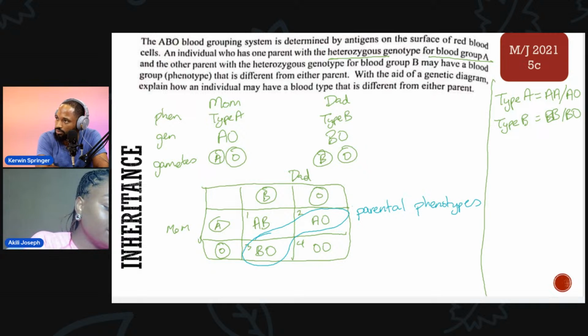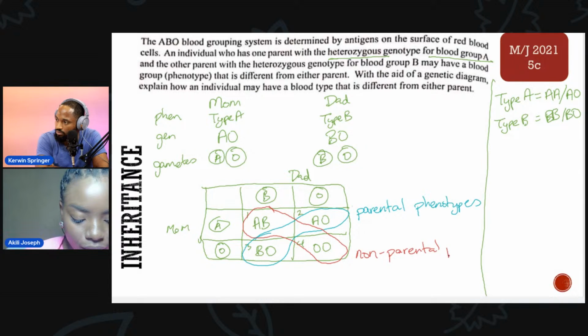Right? But the other two possibilities here give you your box 1 and box 4. They show you that there is a 50% chance of these two parents having a child that will have a blood type that is different from either of theirs.